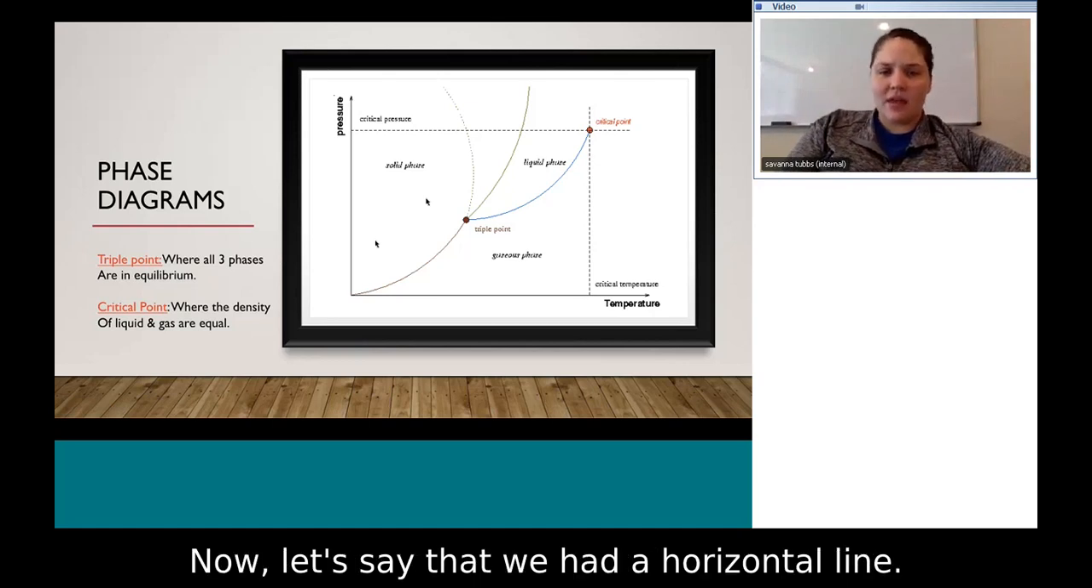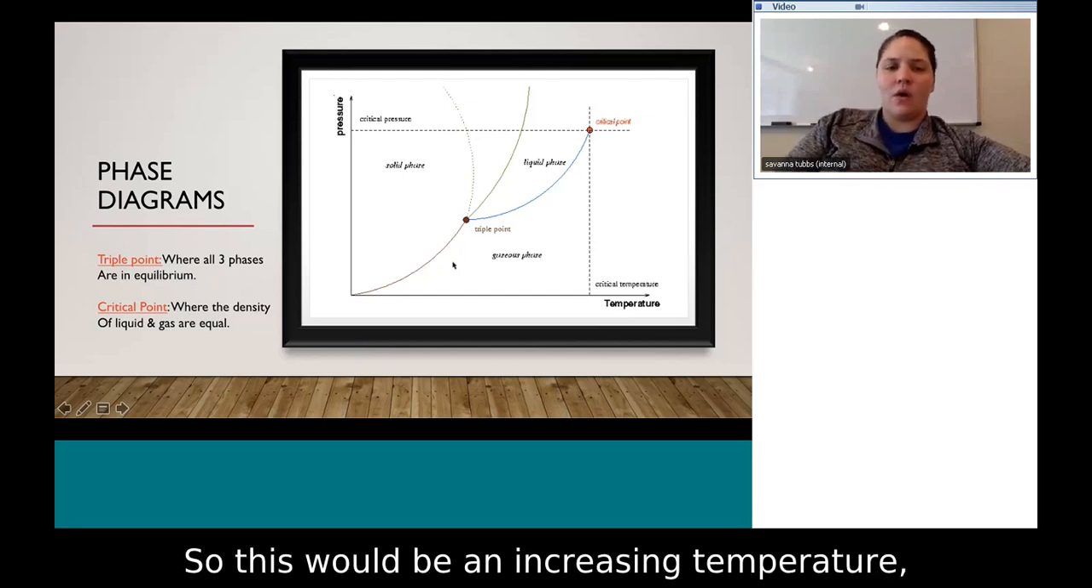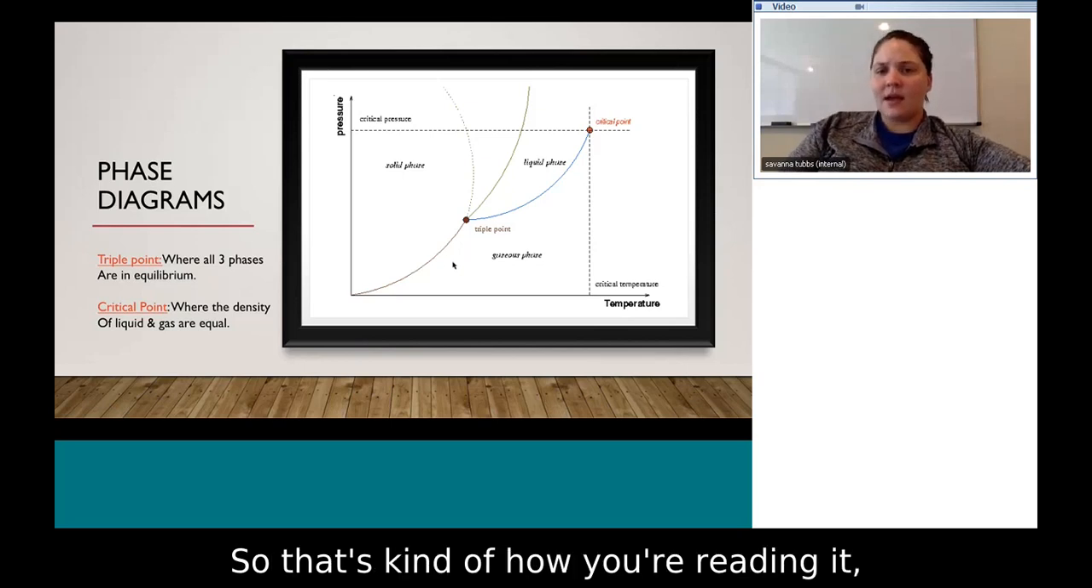Now let's say that we had a horizontal line. So we have a line going this way. This would be an increasing temperature, a constant pressure, going from solid to gas phase. So that's how you're reading it.